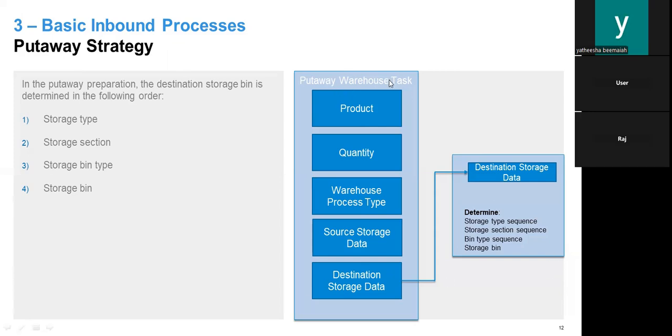So here the put away warehouse task contains product quantity and warehouse process type. So this warehouse process type is nothing but the movement, it represents the movement of the product within the warehouse from one location to another location. So whatever the product we are moving, that is with the warehouse process type. And then the put away task contains source storage data and destination storage data. So source is nothing but the GR area and destination is nothing but the final bin.